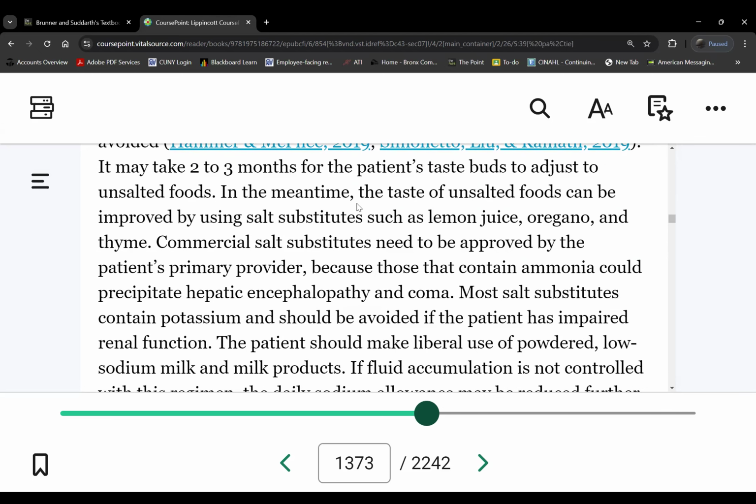So we resort to salt substitutes or other food flavorings so they will continue to eat. Because otherwise, will you eat? Have you ever had rice cakes? Do they taste like anything? No, it's like paper.